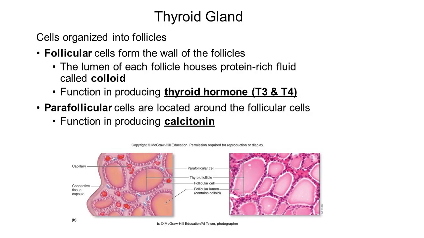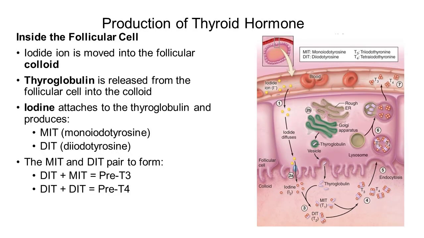Okay. So moving right along quickly. Inside the follicular cells, and here's the colloid here, the way we're going to synthesize thyroid hormone, we must have iodine. Iodine is the critical mineral component. Your body can't make iodine. So where do you get iodine? Your diet. You get it from your diet.